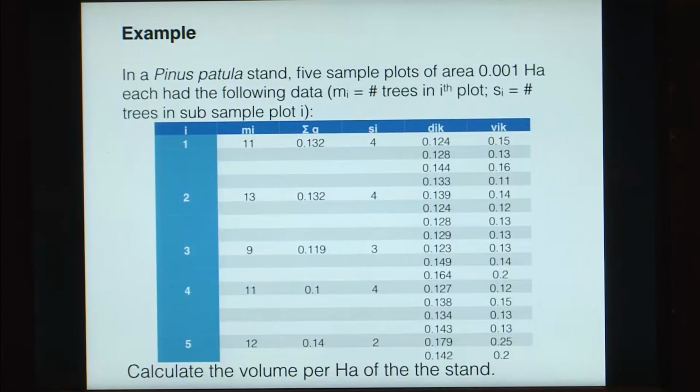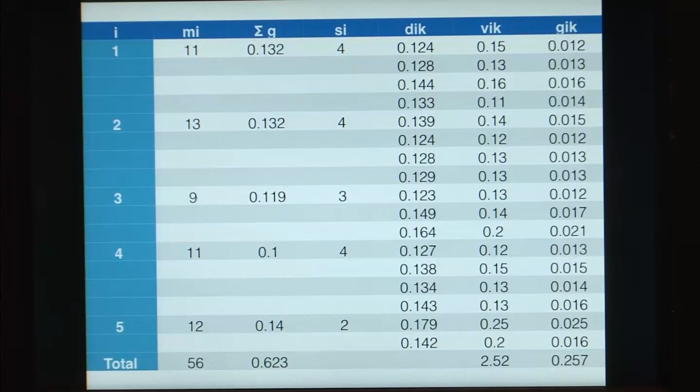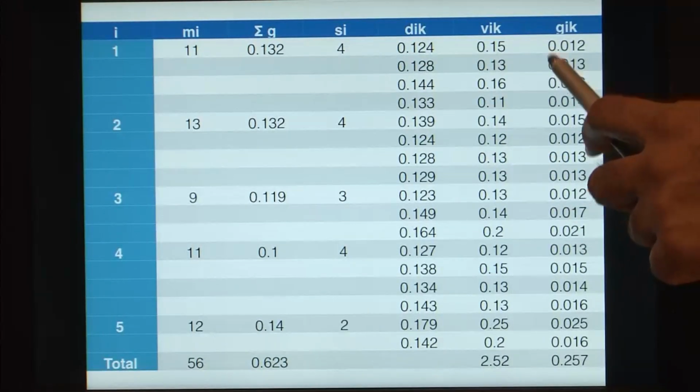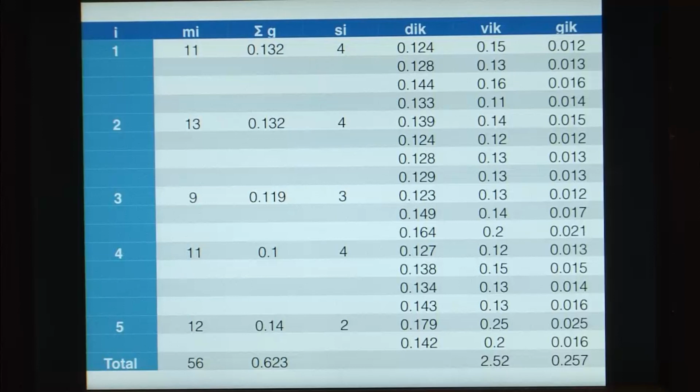Let us look at this example once again. Here we have these trees in which the diameter and the volumes are given. We had computed the basal areas of each of these trees by using the equation pi by 4 d square. If we expanded this table, we are already given the diameter values and the volume values, and we can compute this GIK in the same way as we computed earlier.